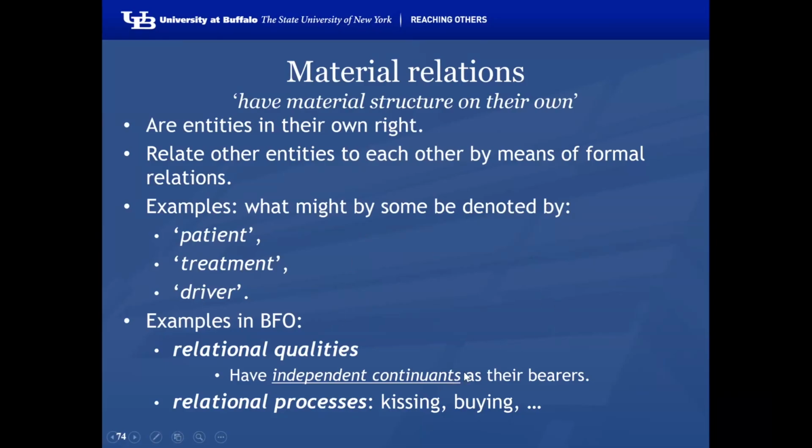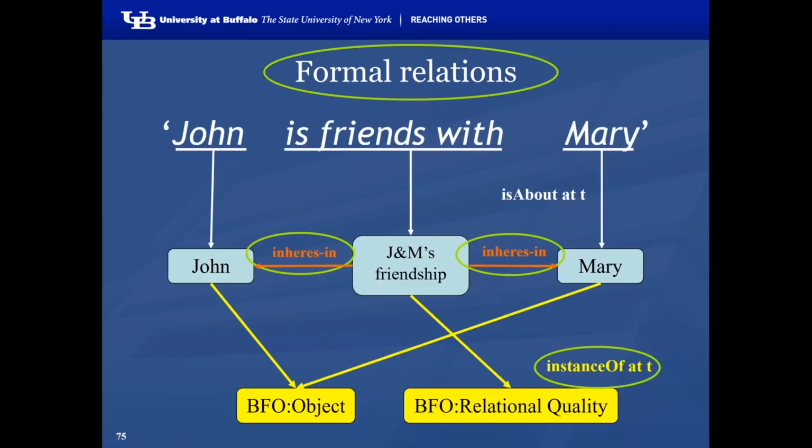They have independent continuants as their bearers, and there are also relational processes like kissing, buying, and so on, which require two intervening things. When you buy, there is some selling, and so on. Relational qualities are explicitly mentioned in the BFO as a different entity. Relational processes are not. We just have a process, which means that the BFO is not yet complete and will expand in due time.